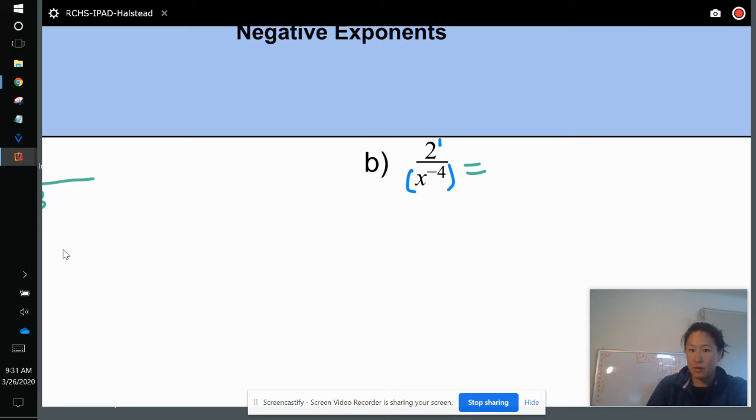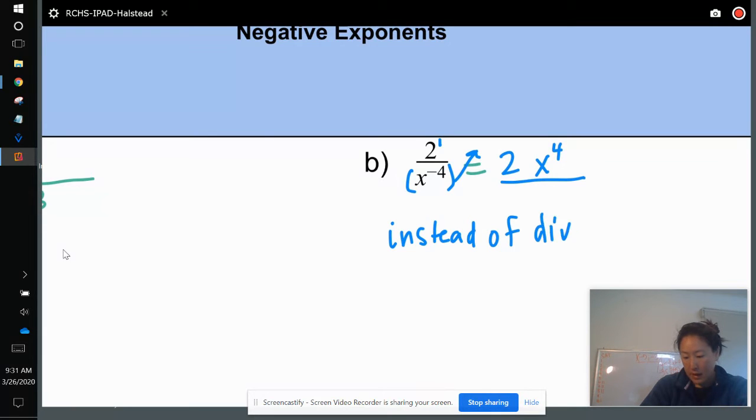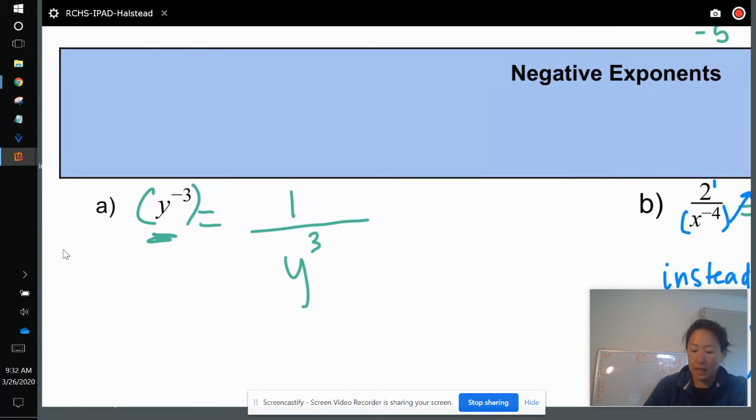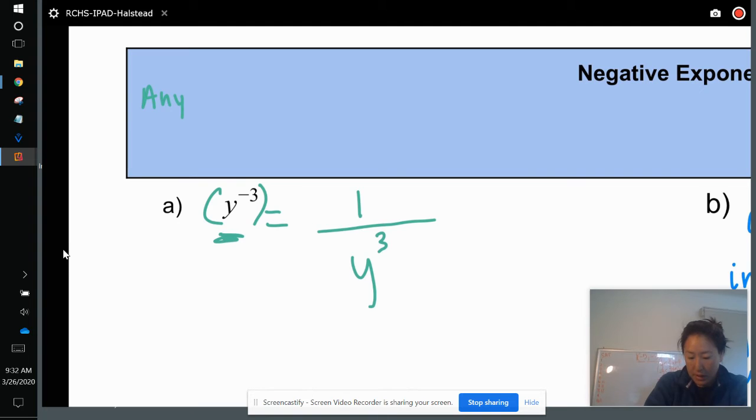And then the bottom, x to the negative 4. Well, the top, 2 to the first power, has a positive exponent, so it stays on top, 2 to the first power. The x's are not happy, so they're going to come up to the numerator, x to the 4th power. So instead of dividing by x to the 4th, we need to multiply, which is why it moves places. X to the 4th.